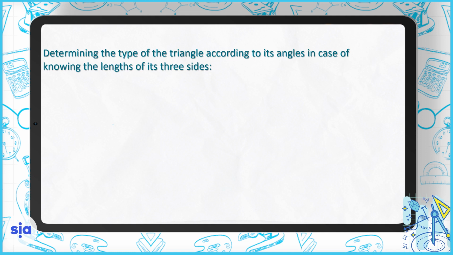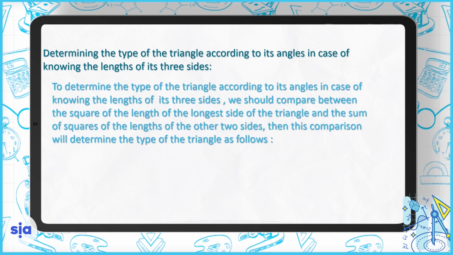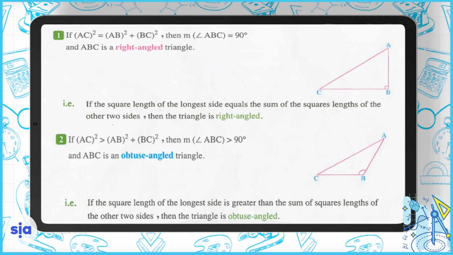Determining the type of the triangle according to its angles in case of knowing the length of its three sides. To determine the type of the triangle according to its angles in case of knowing the length of its three sides, we should compare the square of the length of the longest side of the triangle and the sum of the squares of the other two sides. Then, this comparison will determine the type of the triangle as follows.